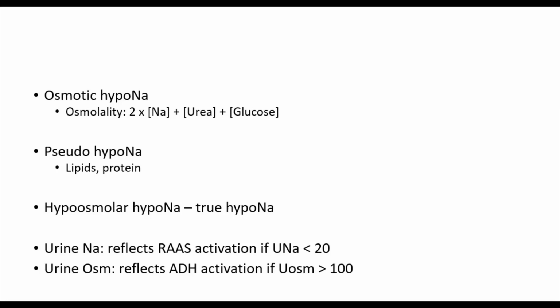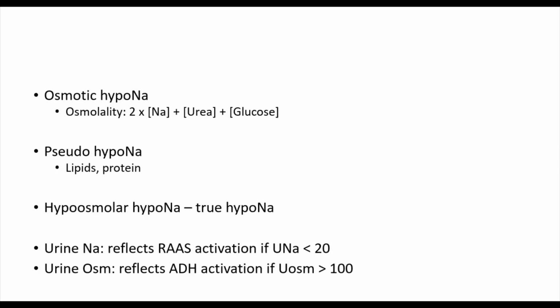This is important to note because there's a common misconception that the formal chemistry results are more accurate than blood gas. Now that we've talked about osmotic and pseudohyponatremia, where the osmolality is usually high and normal respectively, we can go on to talk about hypoosmolar hyponatremia, which is true hyponatremia that needs to be further worked up and managed.